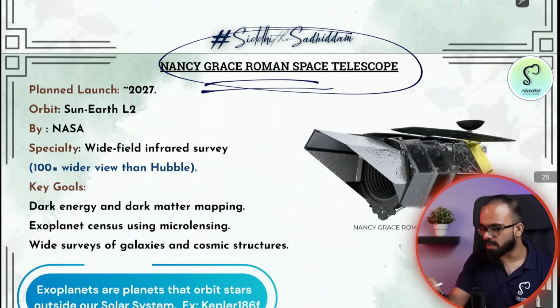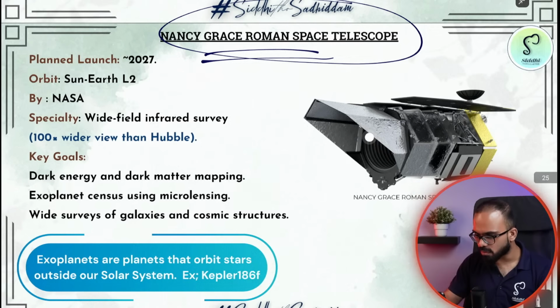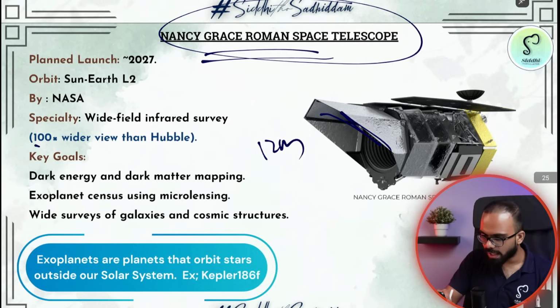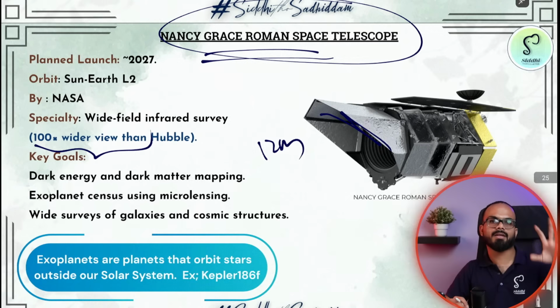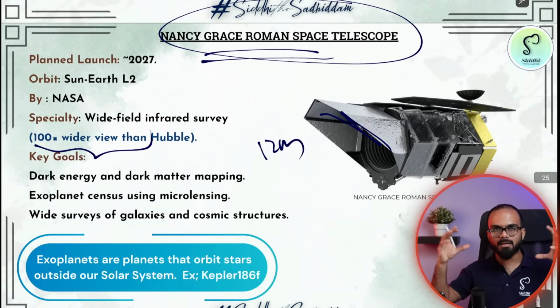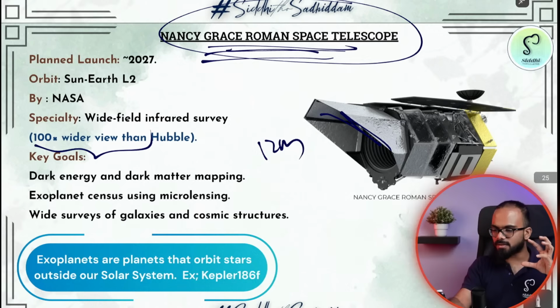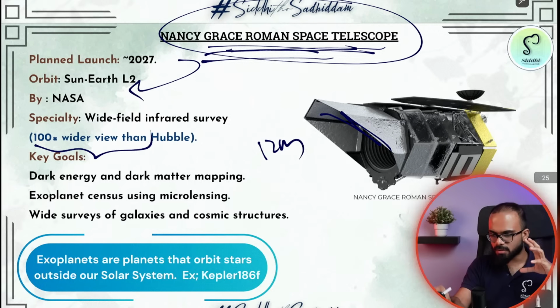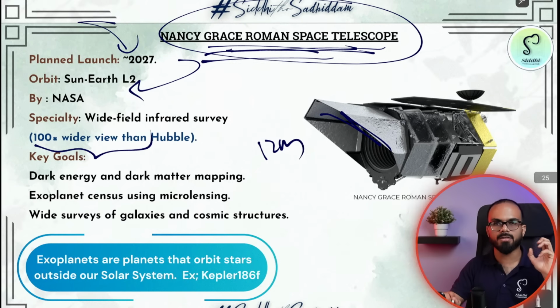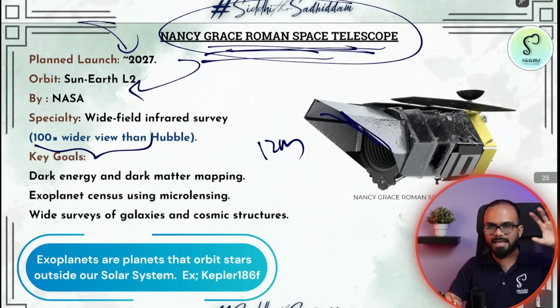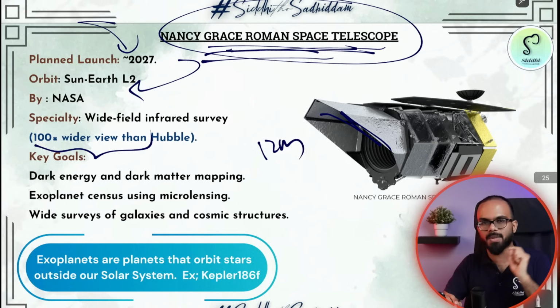Nancy Grace Roman Space Telescope. This is again a future project. The expected aperture is around 12 meters, and it is around 100 times wider than Hubble. It's a very, very big monocle. Nancy Grace Roman Space Telescope is a project of NASA, expected to be launched in 2027. So they can ask you a question on this either in 25, 26, or even in 2026 exams also.